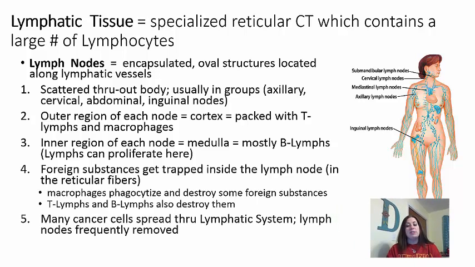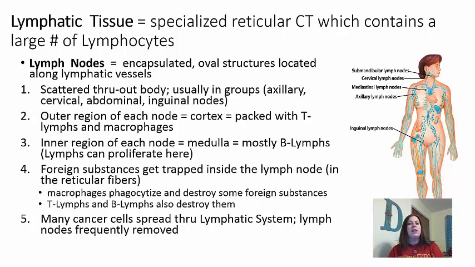Now, many cancer cells will spread through the lymphatic system. This is a highway for them to gain access to move to other areas in the body, and that's what we call it when the cancer has metastasized: it's moved to a new area. This is why a lot of times, if cancer is located in a certain area, the lymph nodes in those areas will also be removed to make sure that they don't allow the spread of the cancer.